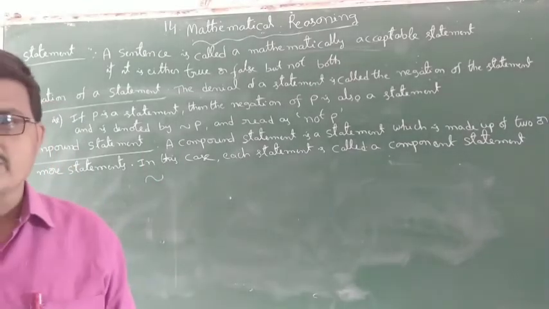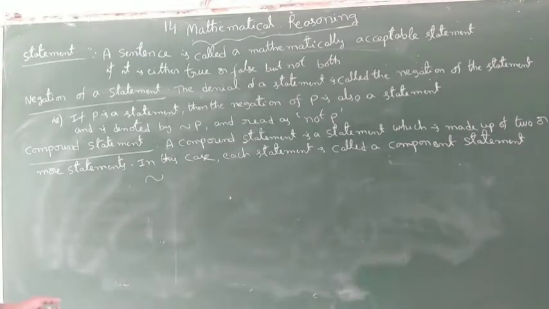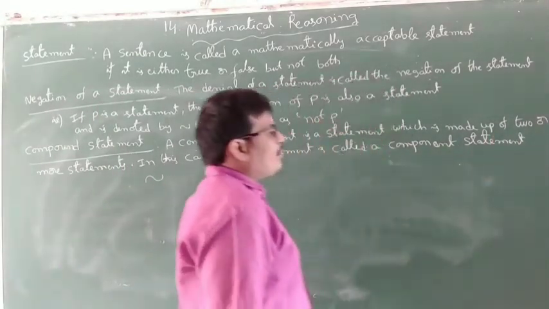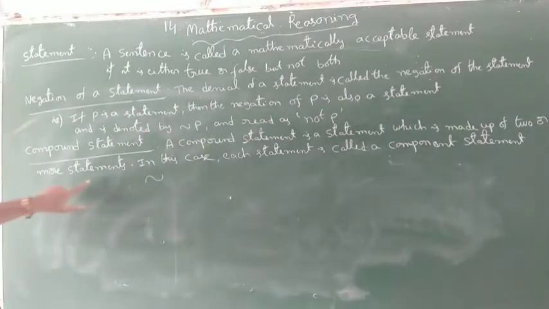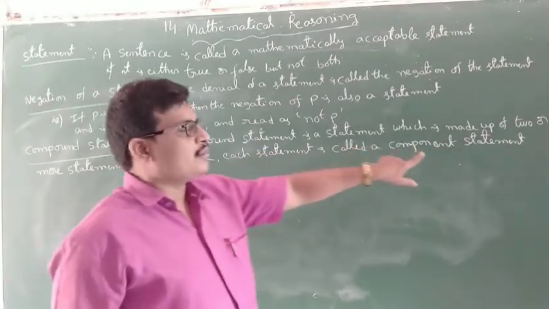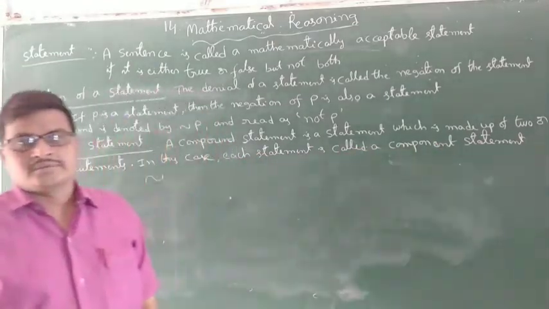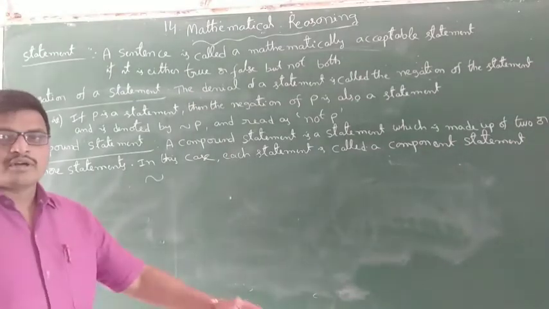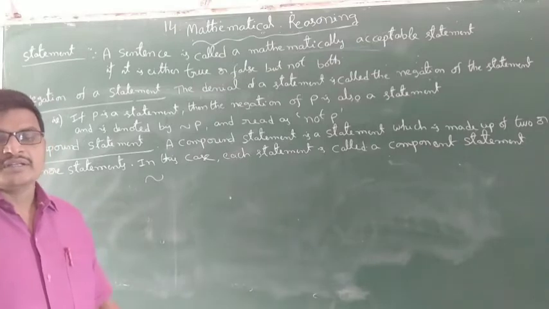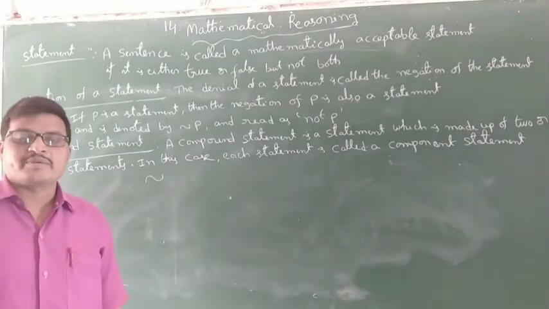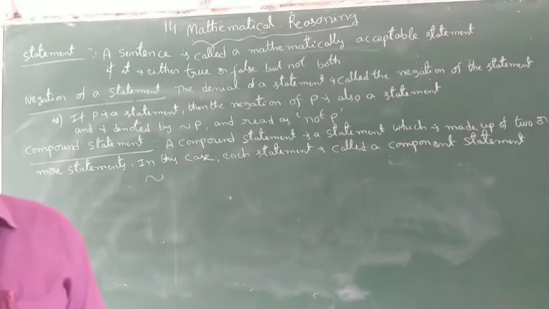Once again, a compound statement is a statement which is made up of two or more statements. In this case, each statement is called a component statement. A single statement is called a component, and a number of component statements combined is called a compound statement. Okay, clear?